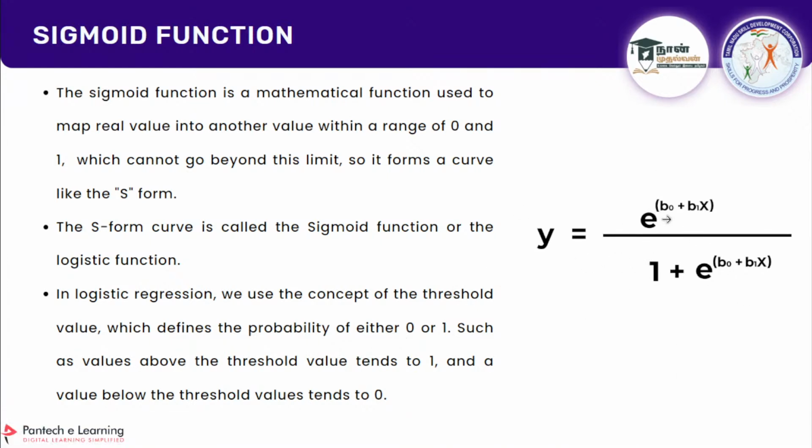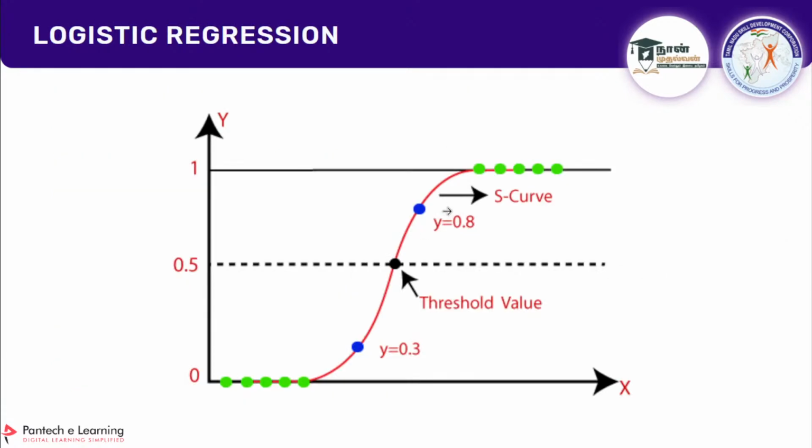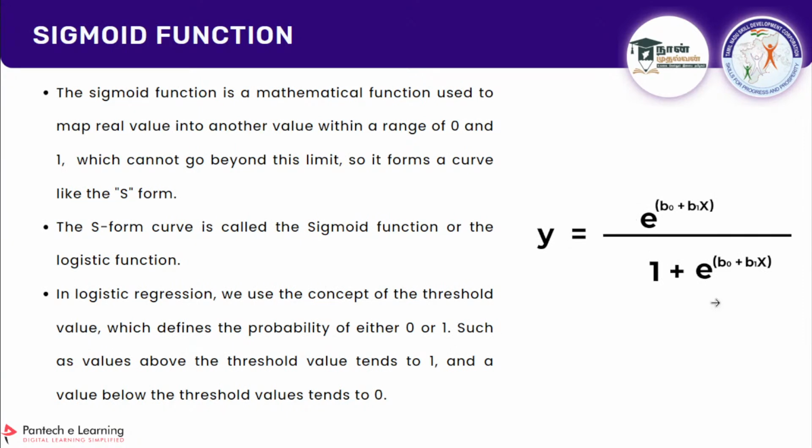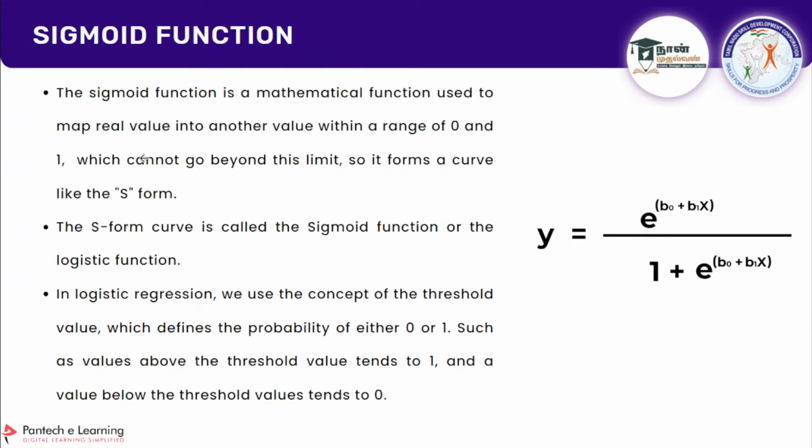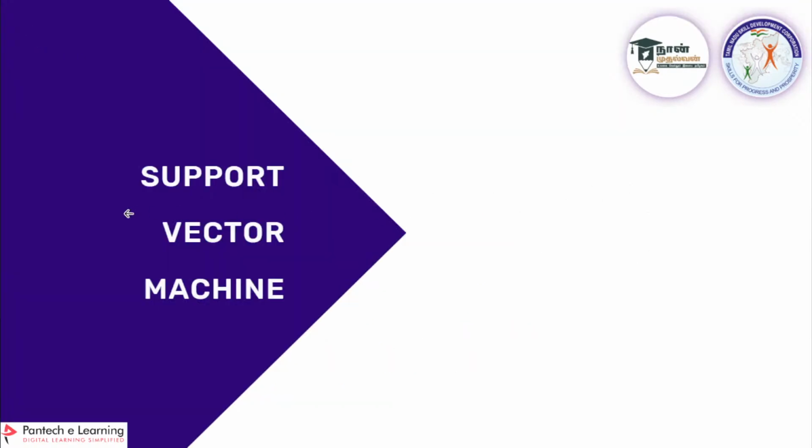And see here, this B0 plus B1x is nothing but y equals mx plus c. This is the c value, this is the mx value. We take e to the power of this and divide it by 1 plus this value. So this will give you the y value, and based on it, we give the output. This is what is happening behind the logistic regression algorithm. And remember, linear regression is for regression, logistic regression is for classification.